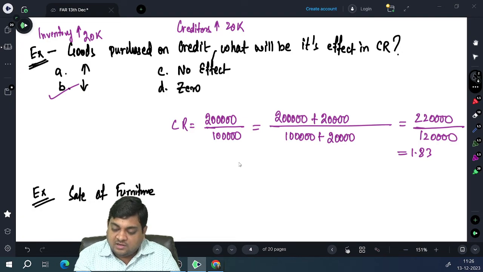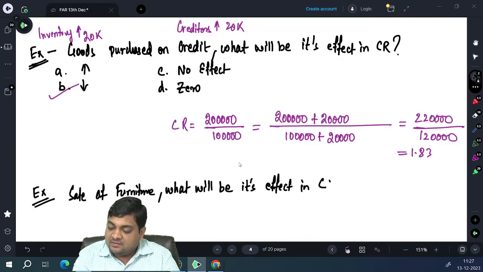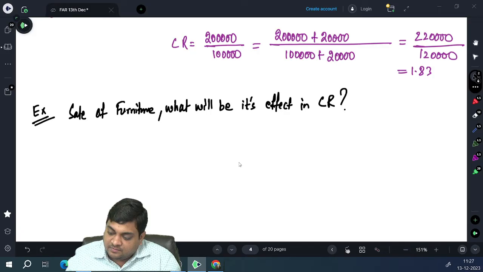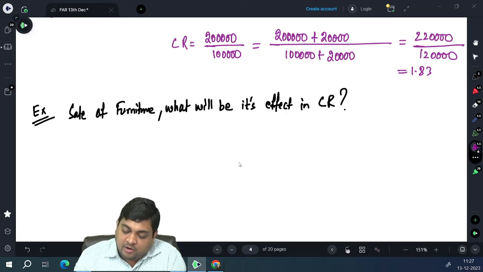Sale of furniture, what will be its effect on current ratio? Now this is something very important. Again, all the options are same.